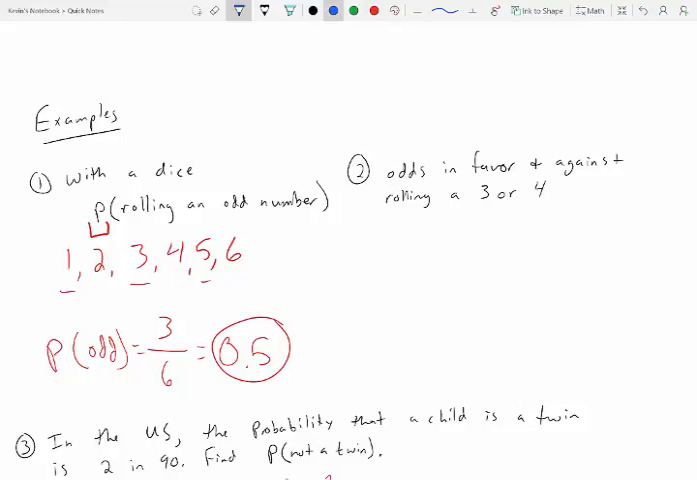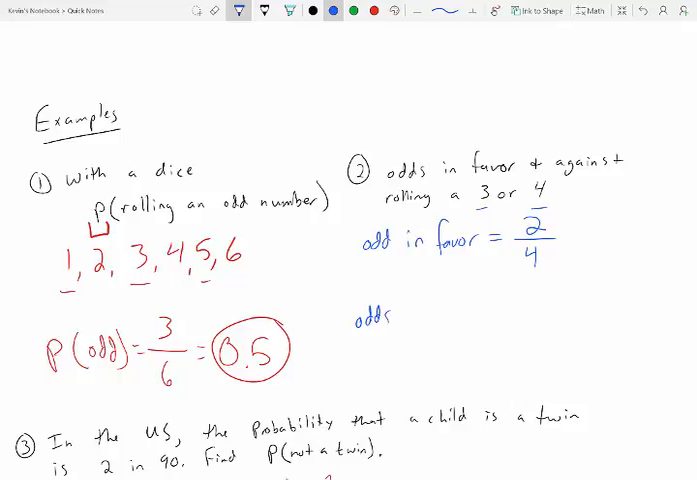For number 2, we're looking for the odds in favor and the odds against rolling a 3 or a 4. So if we say odds in favor, we say is favorable outcomes, so we have a 3 or a 4. We have 2 favorable outcomes over the unfavorable outcomes, which we can get a 1, 2, 5, or 6, so 4. With odds, you do not need to simplify, so 2 over 4 is your answer for odds in favor of rolling a 3 or a 4.